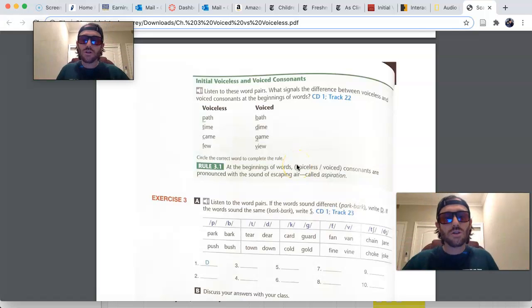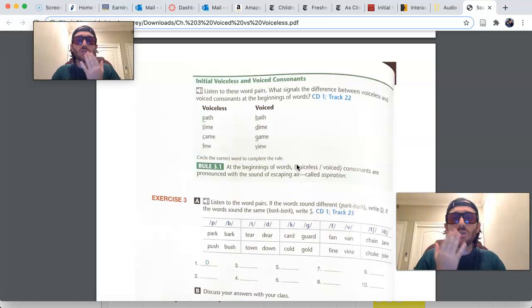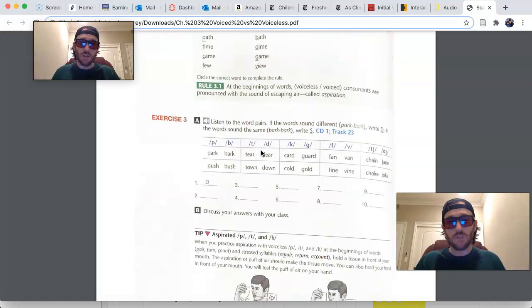Instead of having vibration, we have aspiration. Vibration with voiced consonant sounds, aspiration with voiceless consonant sounds. Aspiration is the sound of escaping air. And you can practice that with a tissue or a piece of paper. Practice it now with exercise 3.